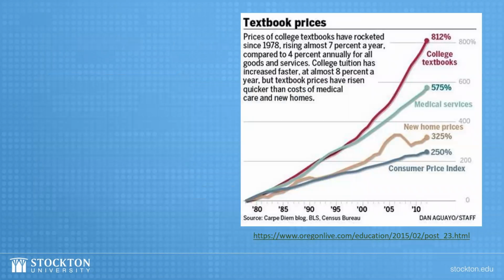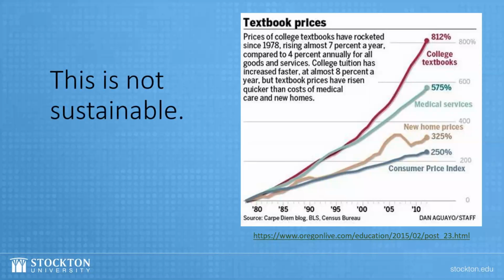So this graph is something that faculty members and students know very well. College textbooks have been going up in price for quite a long time. Although that price increase has leveled off, it is still a quite high inflation from where it was just in the 1980s. And we know that this is not sustainable. We can't just keep expecting students to pay more and more money for textbooks every single year. The business model of putting out a new edition with very few changes every 2 years is not sustainable.